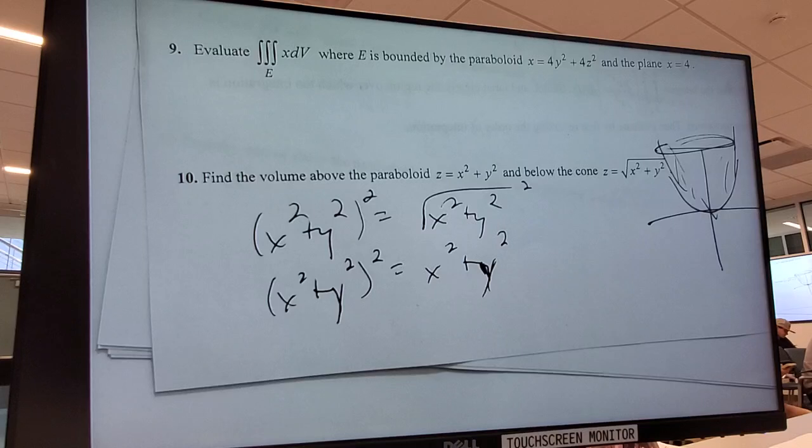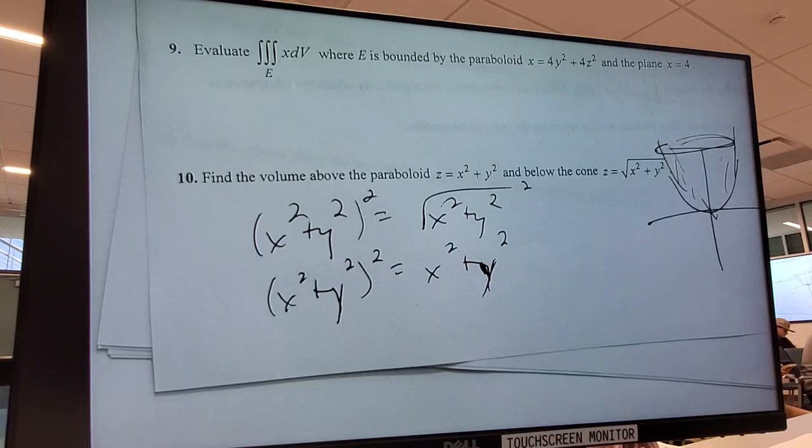Could the answer be 0? No. So x squared plus y squared cannot be 0 where I am interested in. Couldn't I just divide both sides by x squared plus y squared? Do you agree I can't do that if x squared plus y squared is 0? Do you agree that x squared plus y squared equals 0 is an answer to this? Yes, because of course the paraboloid and the cone meet at 0, 0.